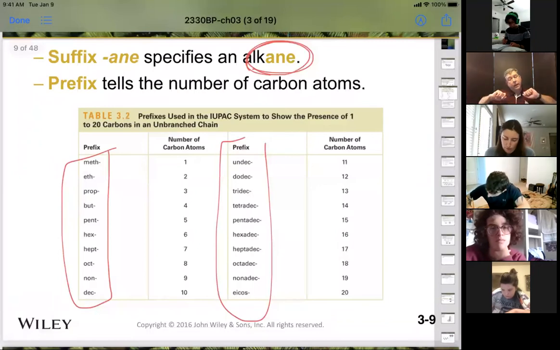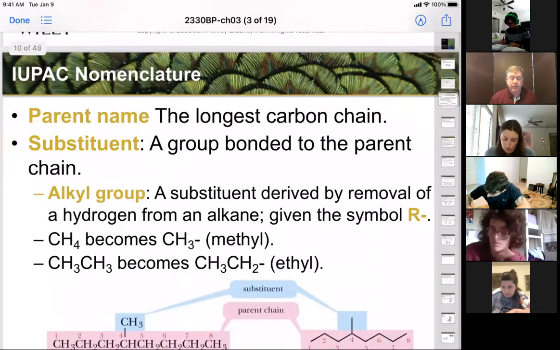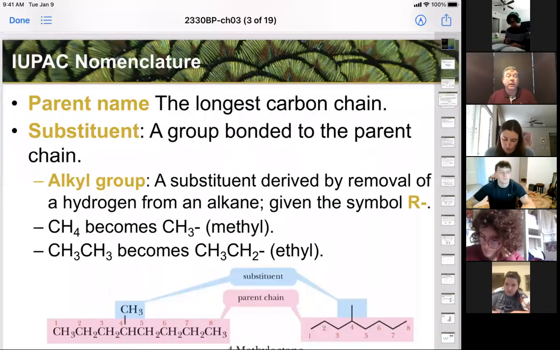Okay, so let's add a couple more rules to our nomenclature to help us move along. The first thing I want to talk about is what we call the parent name. Okay, the parent name is going to be at the end of the name, telling us the longest carbon chain. That's the longest continuous carbon chain. Okay, so if you put an oxygen in the middle, that breaks the chain. So this is the longest continuous carbon chain.